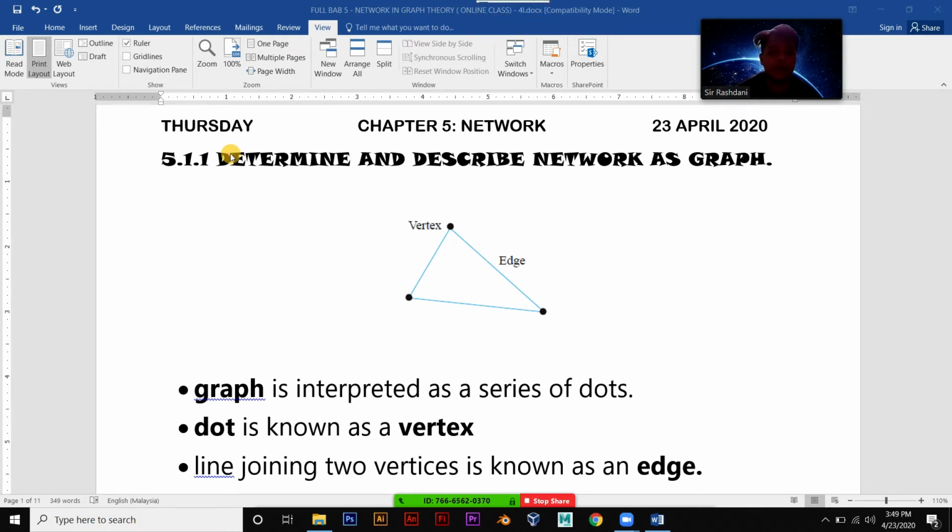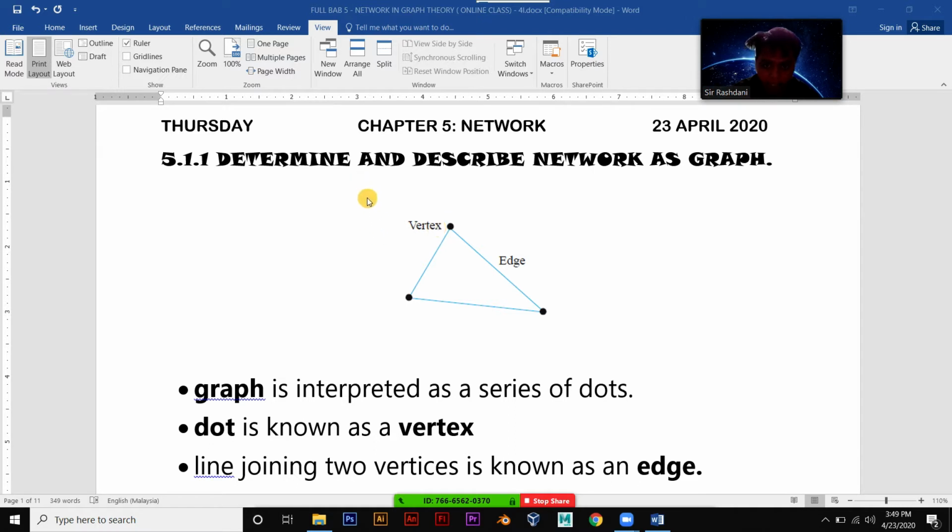Okay, today we will learn about a new chapter which is network. In the first part of this chapter we will learn about determining and describing a network as a graph. As you know, network is really close with graph. In this chapter, a graph is interpreted as a series of dots, and a dot is known as a vertex. Okay, this one is a vertex.